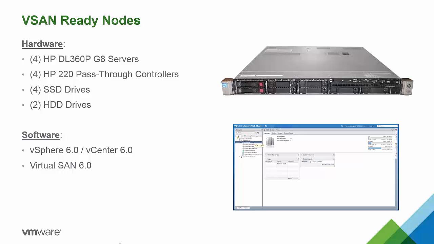Now, when you purchase a ready node, that means that the server, the pass-through controllers, the SSDs, as well as the regular hard drives are all on our vSAN hardware compatibility list. And we've also already installed vSphere and vCenter 6, and then we're going to be configuring VSAN 6, which, just in case you don't know, is built into and baked into the hypervisor itself, so it is a part of vSphere 6. It's just a matter of enabling it. So that is the equipment that we're using and that we've installed.